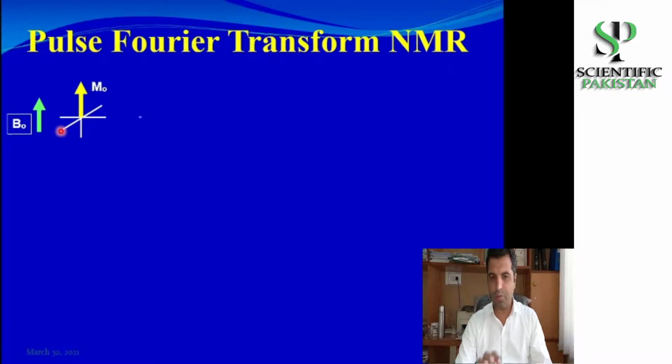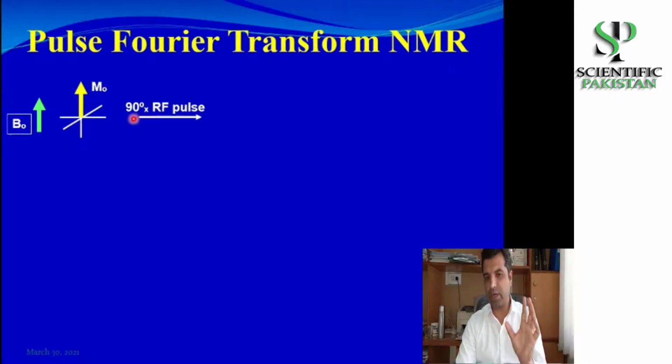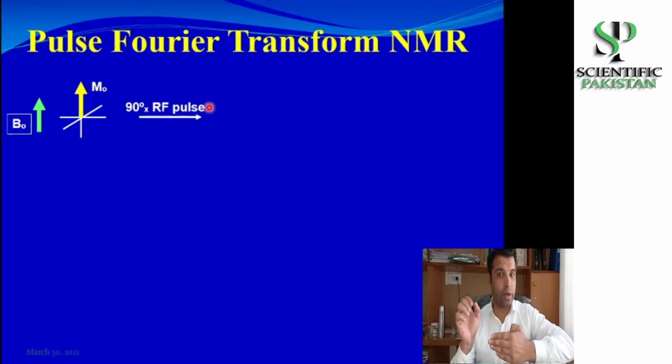And now you give it a pulse. And that pulse, you need to know this nomenclature. You give it a 90-degree X pulse. 90-degree X pulse. So the phase angle, I already told you, is actually determined by the duration of the pulse. You give this M naught a pulse for such a duration that it flips it through 90 degrees.